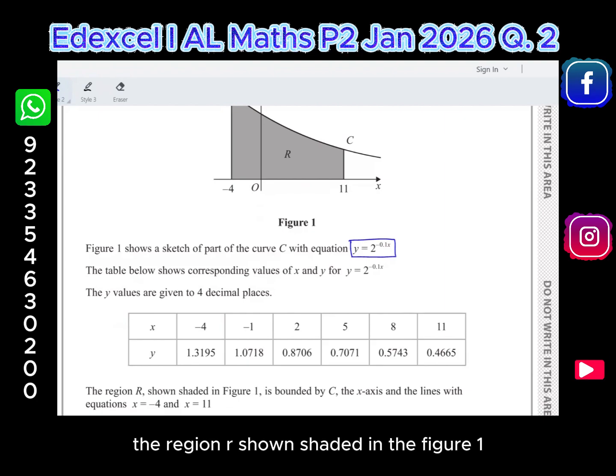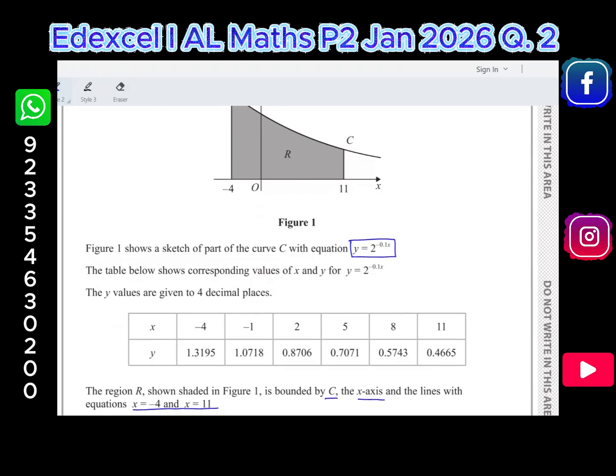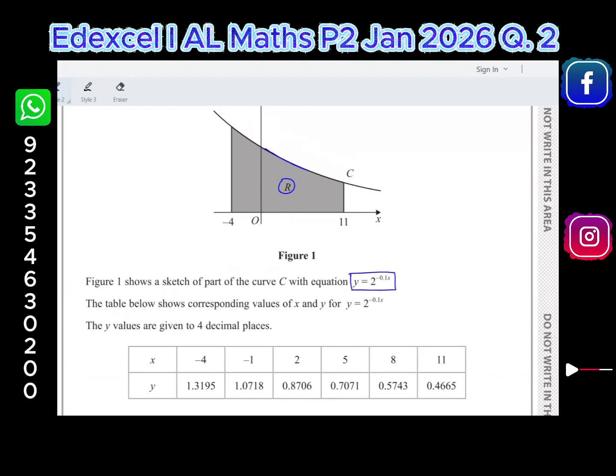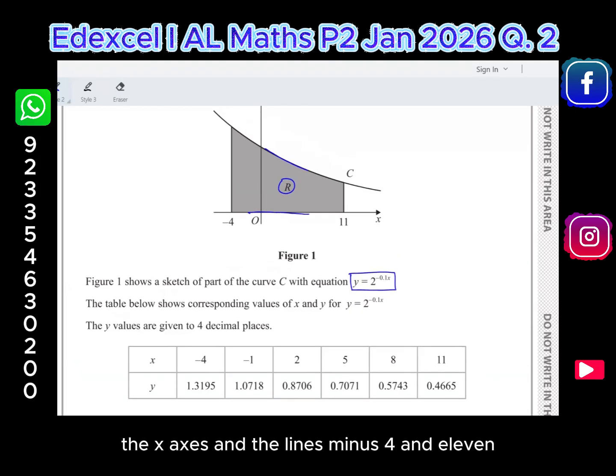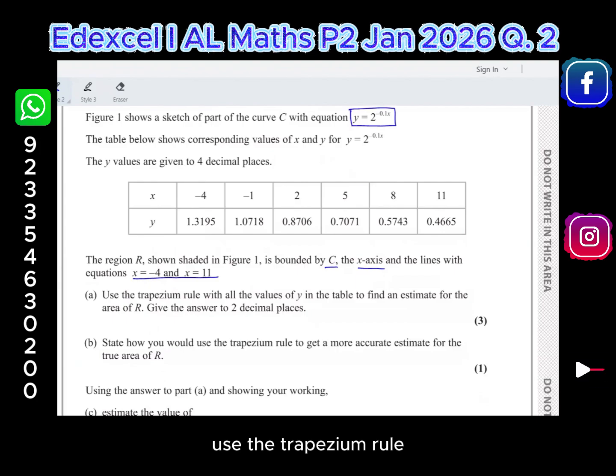The region R, shown shaded in Figure 1, is bounded by the curve C, the x-axis, and the lines with equations x equals minus 4 and x equals 11. This is the shaded area R, which is bounded by the curve C, the x-axis, and the lines minus 4 and 11. Use the trapezium rule with all the values of y in the table to find an estimate for the area of R. Give the answer to 2 decimal places.